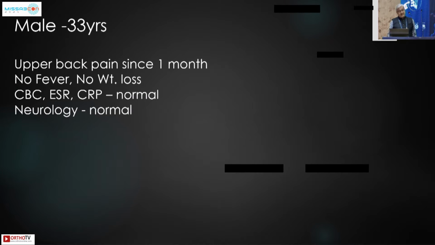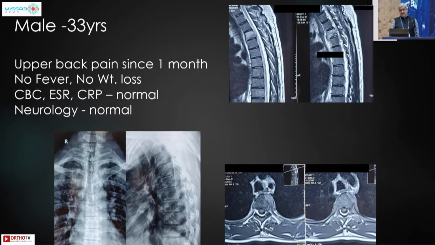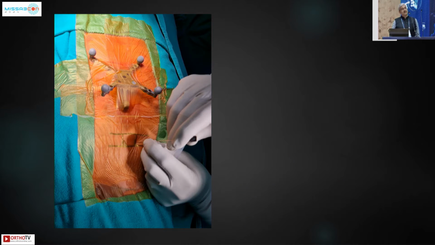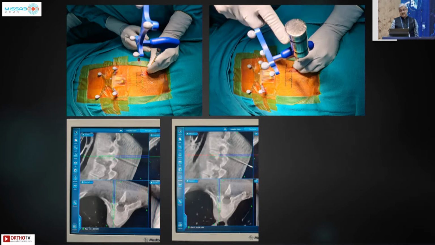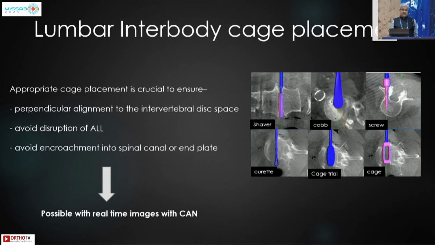Just a case we had: a male, 33 years, with upper back pain since one month, with normal neurology and blood parameters. X-ray was normal looking. The MRI showed a lesion at the D3 vertebral body and a small lesion at D8. So we decided to take an O-arm navigated biopsy from the left side, a transpedicular biopsy. With the biopsy, we could target the inferior aspect of the vertebral body where the lytic lesion was, very accurately. And with the navigated Jamshidi, we could reach there. The X-ray shows the confirmation of the picture, and we took that biopsy.